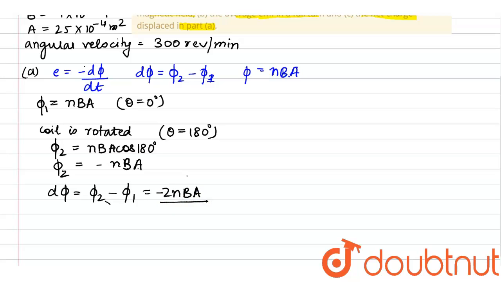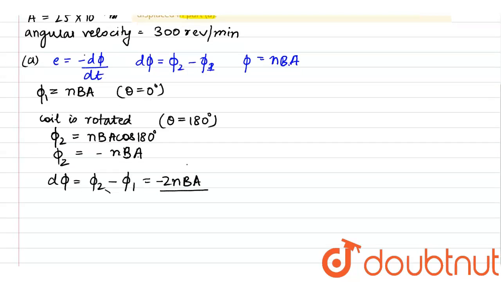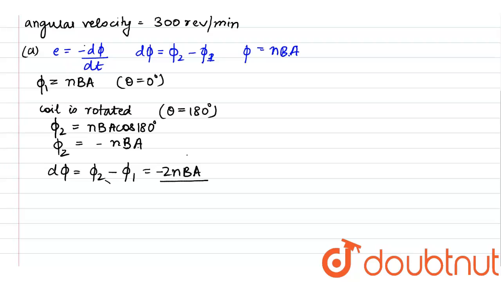Other than that, in the question, it is also given that there is an angular velocity, but it is given in revolution per minute. To use it in our question, we need to convert it. So it is given as 300 revs per minute. We need to convert it into radian per minute. So for that, we have to change it, and we can do that by doing 300 into 2 pi.